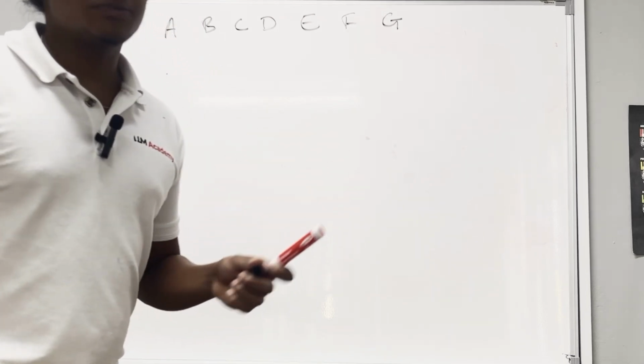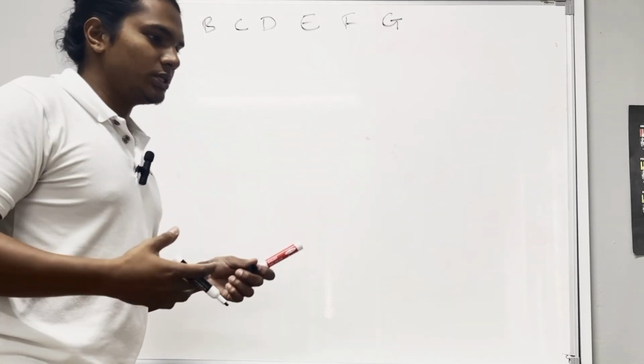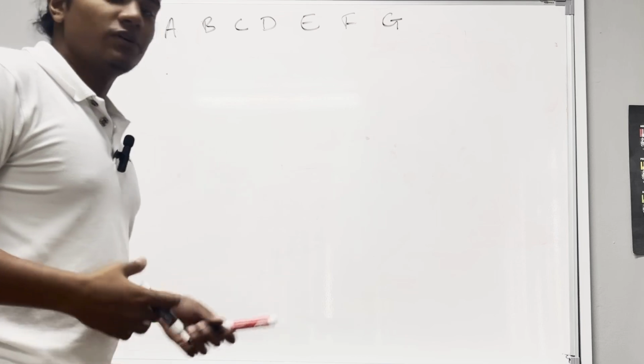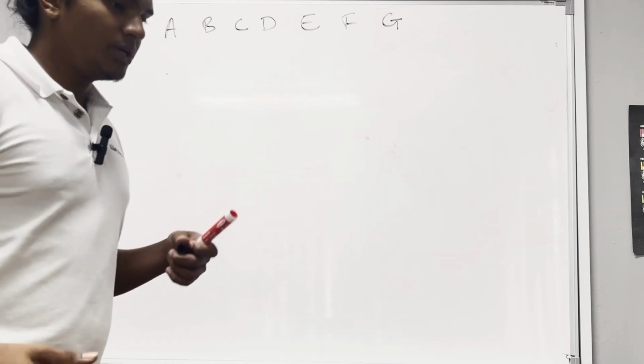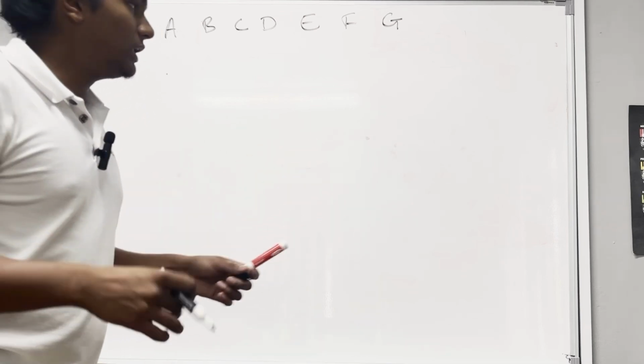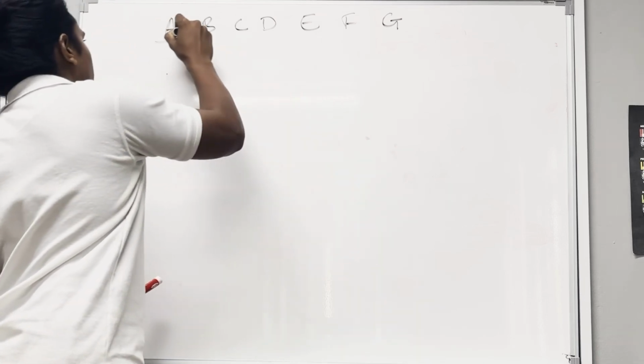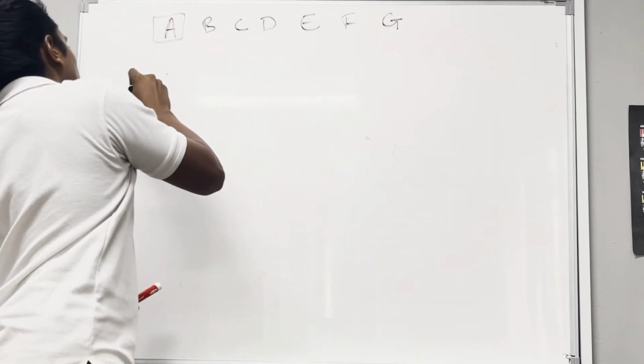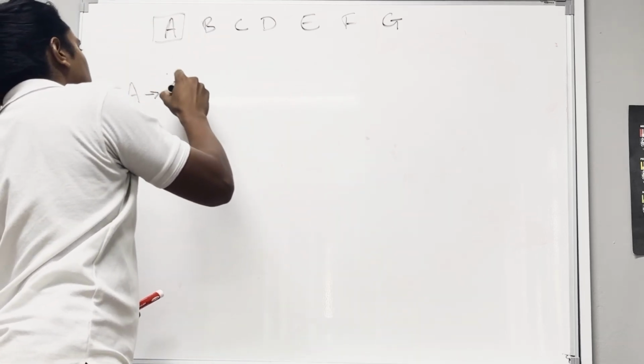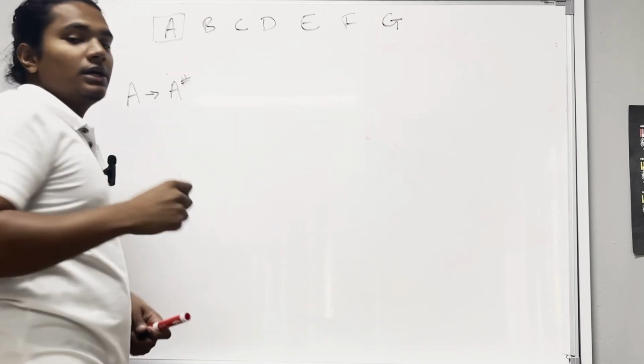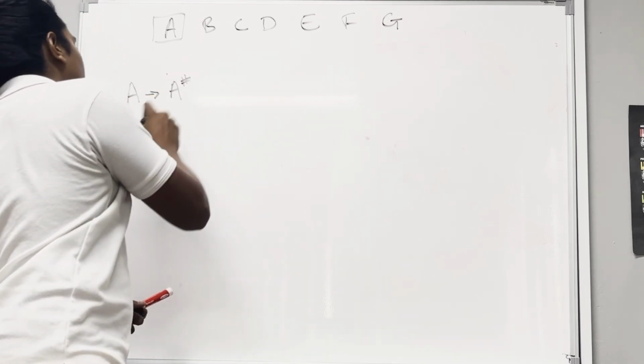Cool. So let's talk about sharps for a second. A sharp is essentially a symbol or the act of raising a note by a half step. What that does is take that particular note, for example, let's take A, and we raise the note to A sharp. Okay? In that case, it has been raised by a half step.